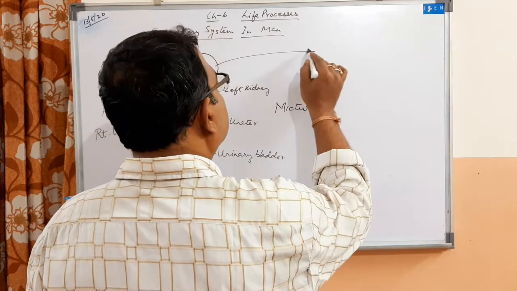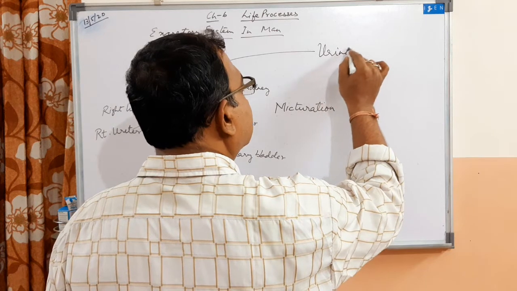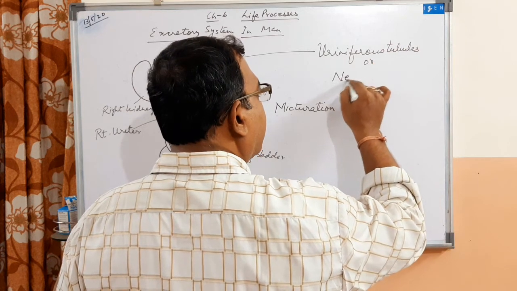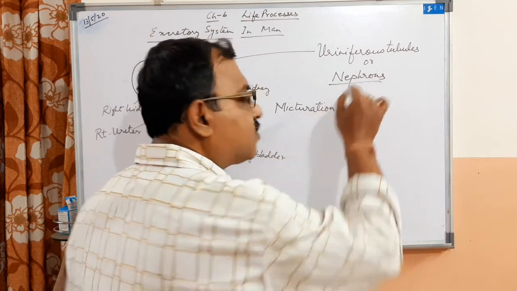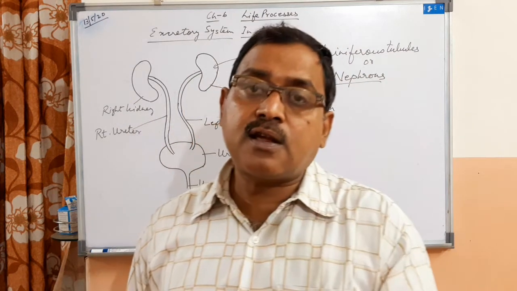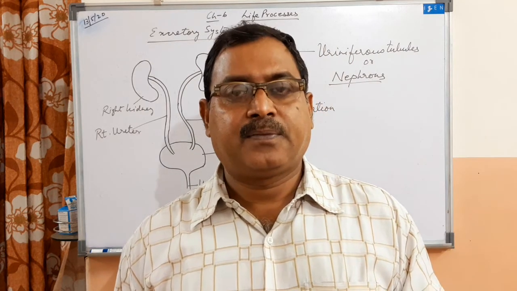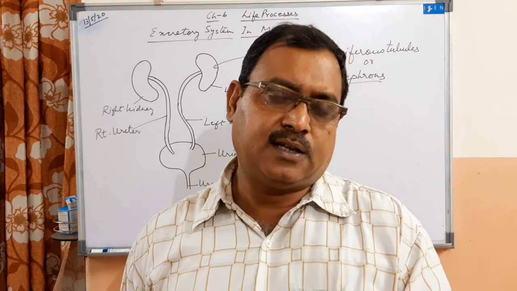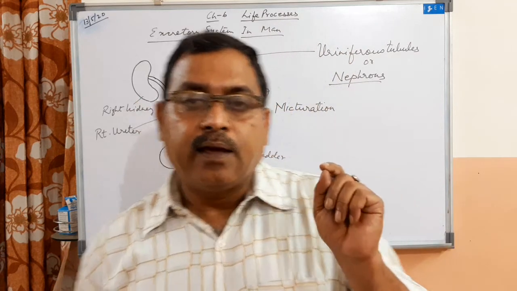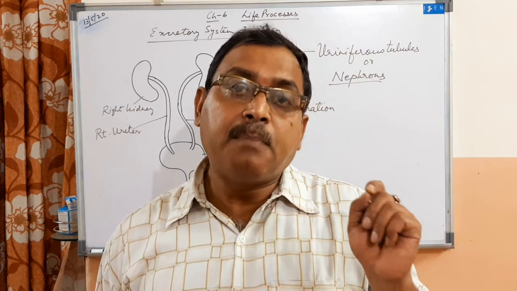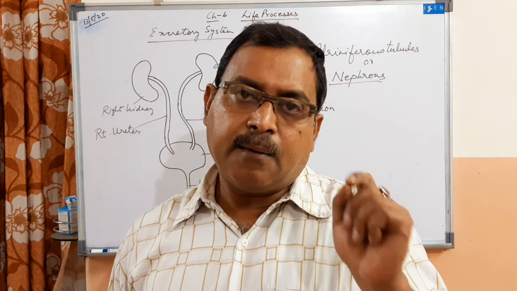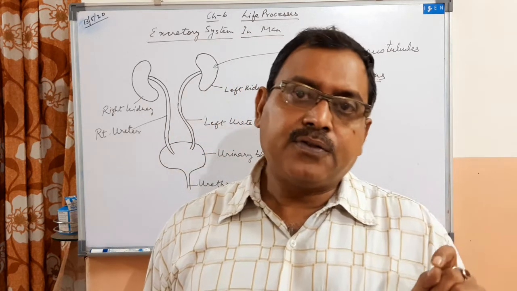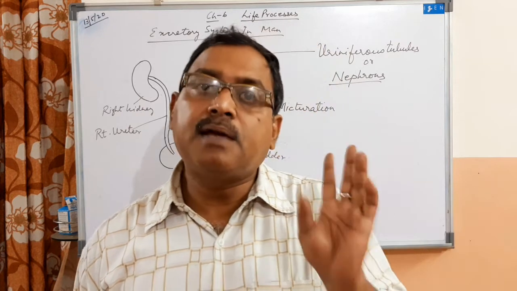So remember, these kidneys contain uriniferous tubules or nephrons. Now the nephron is called the structural and functional unit of the kidney. Clear? So children, the structure of the nephron is highly specialized, and every kidney contains about five lakh nephrons, which means together 10 lakh, that is 1 million in all.